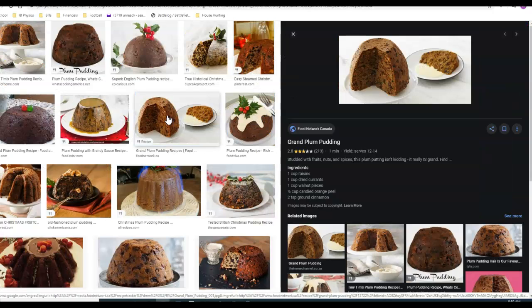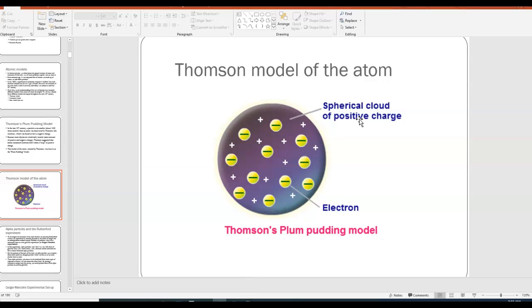Now, if you don't like plum pudding because you're not British, which is understandable, then you might want to call it something else. I always like to think of it as kind of like the watermelon model, if you will. In that analogy, if you think of a spherical watermelon, the seeds of the watermelon are like the electrons embedded in the atom, and they're sitting in the red fleshy part of the watermelon, which would be that positively charged soupy stuff. Okay, so this is Thomson's model of the atom.